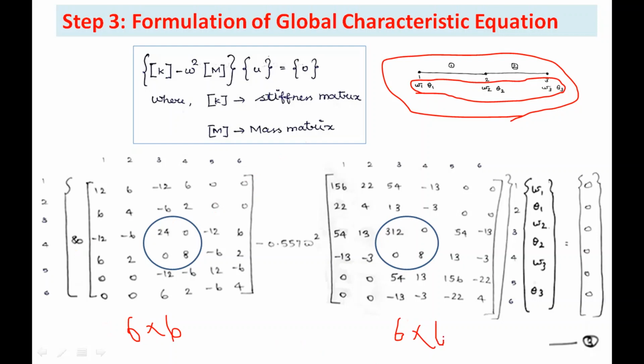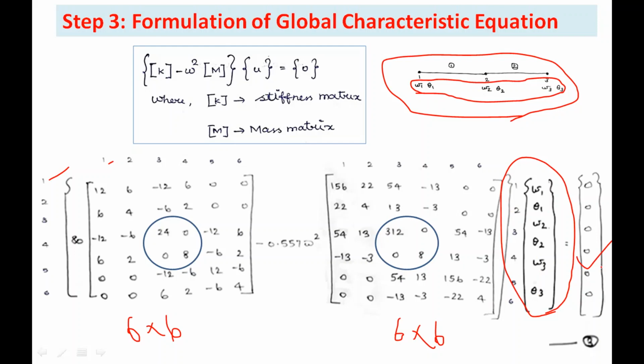The assembly of these two will be properly done using this numbering scheme. So these are the elements of common degrees of freedom, 24, 0, 0, 8, here 312, 0, 0, 8. The remaining terms should be written in correct sequence. Okay, these are the degrees of freedom or nodal displacements W1, theta 1, W2, theta 2, W3, theta 3. Then on the right hand side we have the 0 matrix.